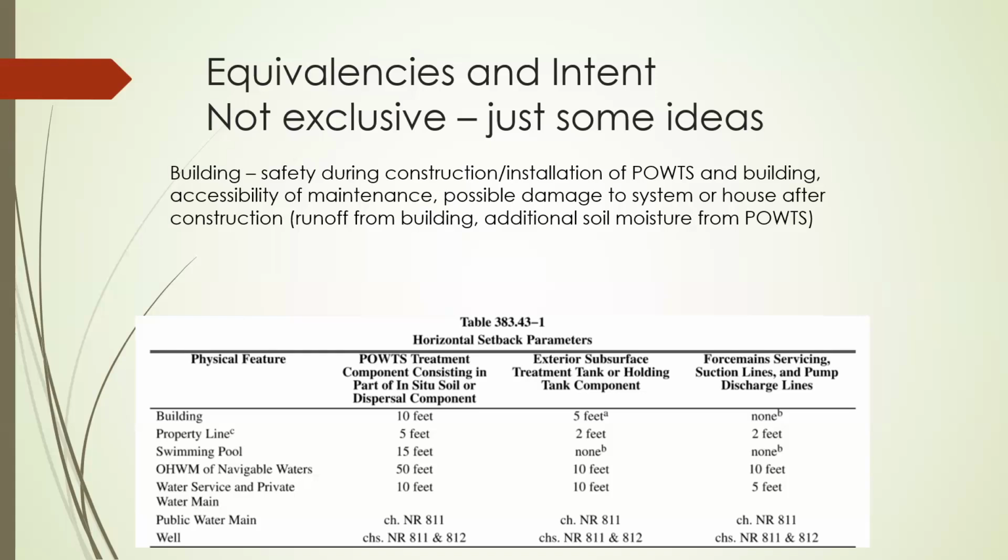So if we have a lot of runoff from the building, or there's additional soil moisture from the POWTS, those horizontal setback parameters are there to prevent some of those things. The list is not exclusive here, but these are some of the things that we want to keep in mind when we're trying to demonstrate equivalencies. So for my example back, when we're filling out this hypothetical application, those piers don't require excavation.